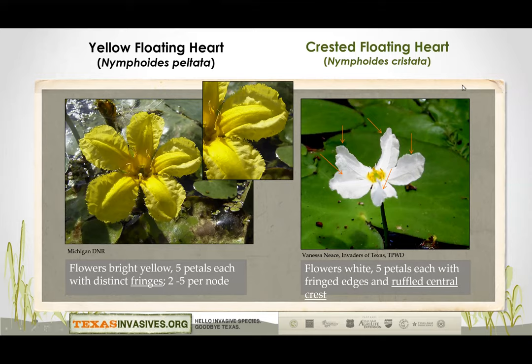The other invasive, the crested floating heart here on the right, also has a five-petaled flower, but it is a white flower, and it also has fringed edges. But what helps distinguish it from our native species, which I'll show on the next slide, is this ruffled central crest, and that's why it's called the crested floating heart. On the yellow floating heart, there's no crest, so that's right where the ruffle appears on the crested floating heart. And then remember, the leaves also have that reddish tint.